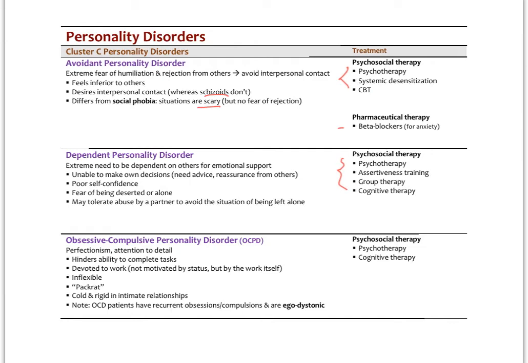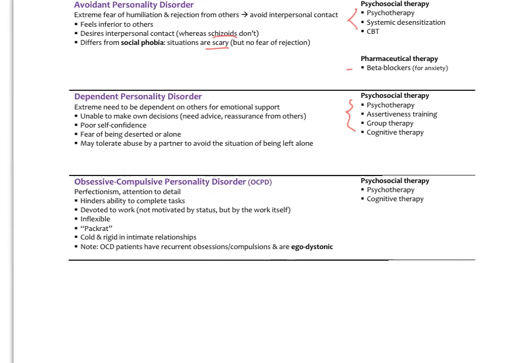Finally, obsessive compulsive personality disorder. This is different than obsessive compulsive disorder. Remember, in OCD, patients are aware of their obsessions and compulsions, whereas in the personality disorders, a person is not aware of their behavior or the fact that there are these obsessions and compulsions.